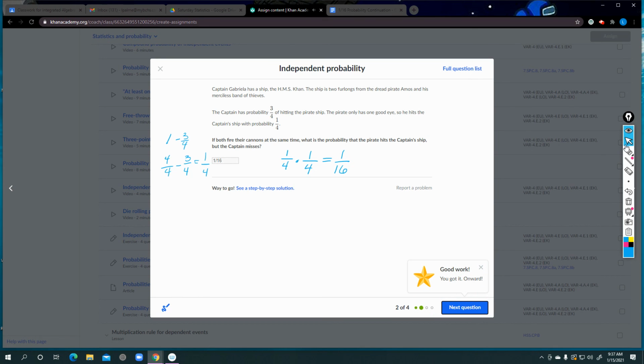Any questions, let me know. So we have independent probability here. Don't forget, find out the probability of each independent event happening and multiply straight across.